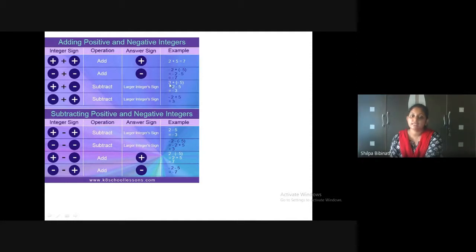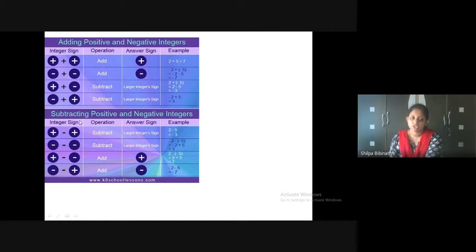Here you can see an example, 2 plus minus 5. One is positive, one is negative, so you are going to subtract. So 5 minus 2 is 3. What about the sign? Which is the bigger number here? 5 is bigger. What sign is 5 having? Minus sign. So the answer will also be negative. So here it will be minus 3. Similarly, if one is positive, one is negative, the same way it applies here. The sign of the larger integer will come for the answer.